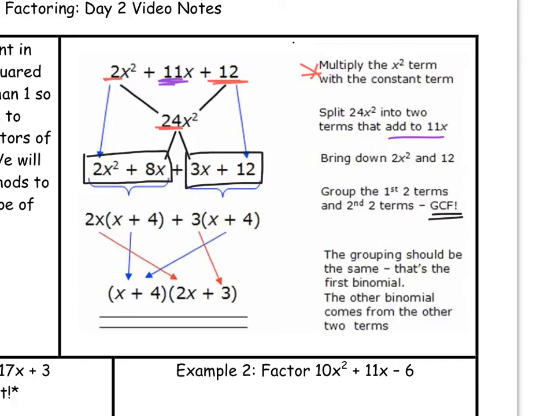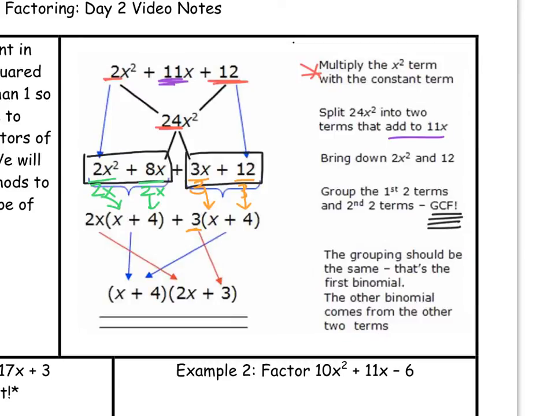I'm factoring that by finding the GCF. So if I look for the GCF of 2x squared and 8x, that GCF is 2x. When I divide this by 2x and divide this by 2x, that's going to give me x and 4. So I have 2x times the quantity x plus 4. I'm going to do the same thing with 3x plus 12. What's the GCF of 3x and 12? The GCF of 3x and 12 is 3. So I'm dividing this term by 3, that's going to give me x, and this term by 3, and that's going to give me 4.